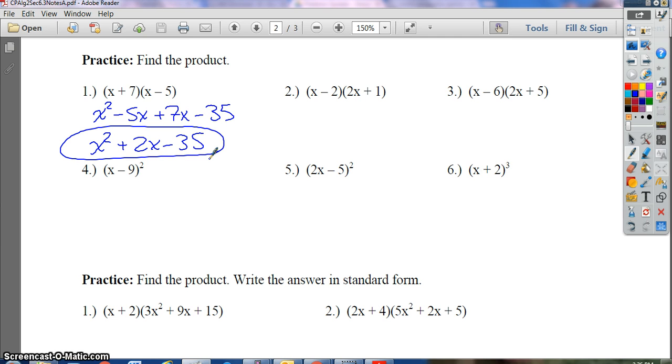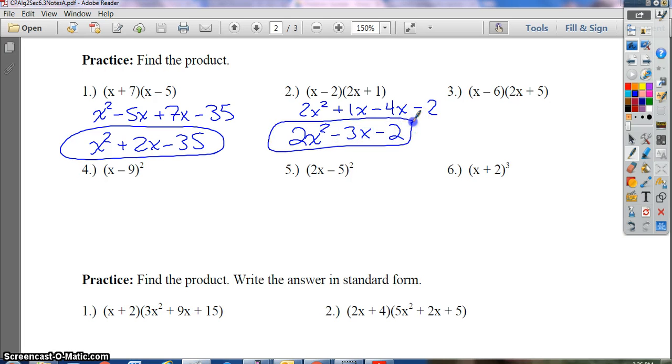All right, FOILing in number 2. I'll get 2x squared for my first. My outer terms is going to be 1x. And my inner terms are minus 4x, minus 2 is my last. So we have 2x squared minus 3x minus 2. Number 3, x times 2x, 2x squared. Outer terms are 5x, minus 12x is my inner, and minus 30 is my last. So we have 2x squared minus 7x minus 30.